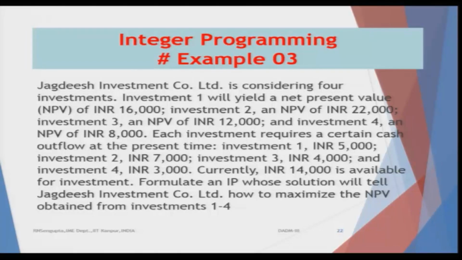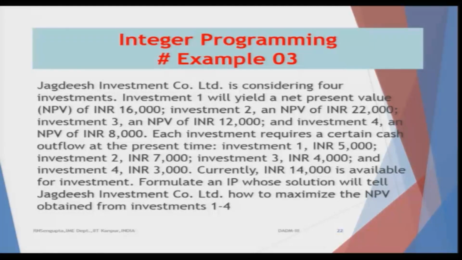It is like this: if you invest in investment 2, 7,000, and then investment 4, which is 3,000, and then you can invest in investment 3, which is 4,000. So total 7 plus 3 plus 4 is 14,000. So you would not have any money left for investment 1. There can be different combinations. So let me continue reading it.